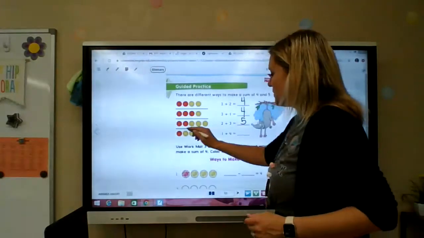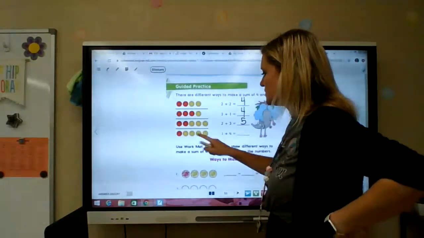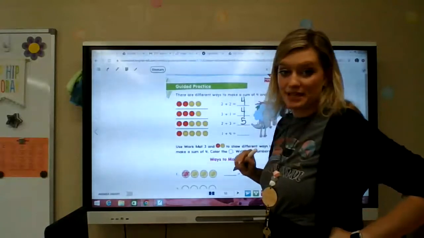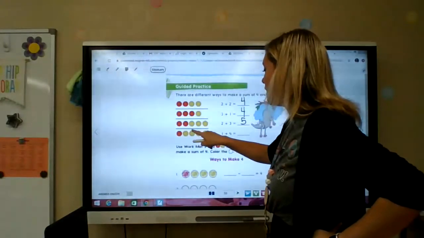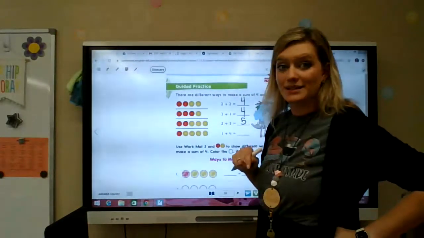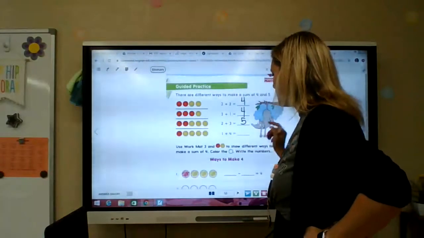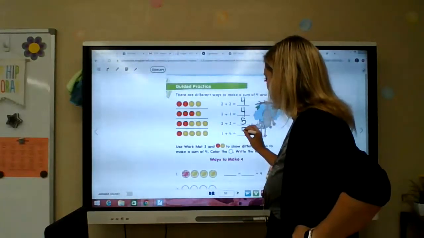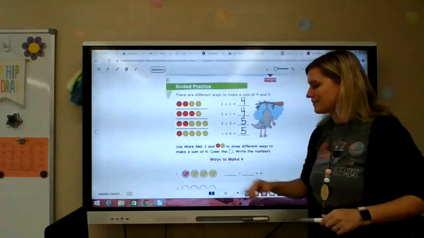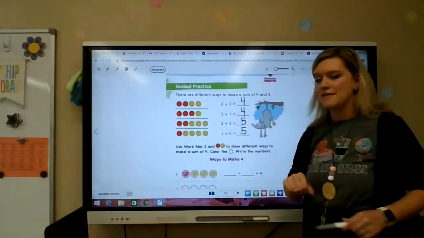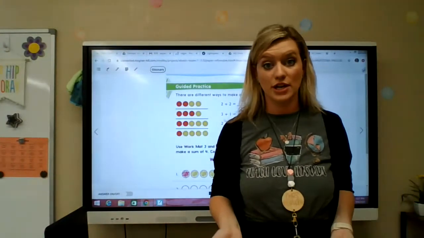All right, the next one, we have 1 red one. So we have 1. So they put in the number 1. And we have 1, 2, 3, 4 yellow ones. So they did 1 plus 4 equals 5. 1, 2, 3, 4, 5. Yep, always make sure you count them up and double check your answer just to be sure.